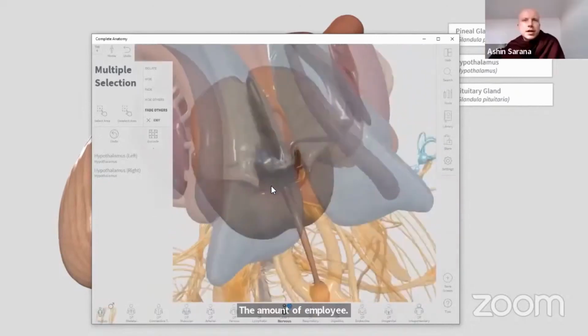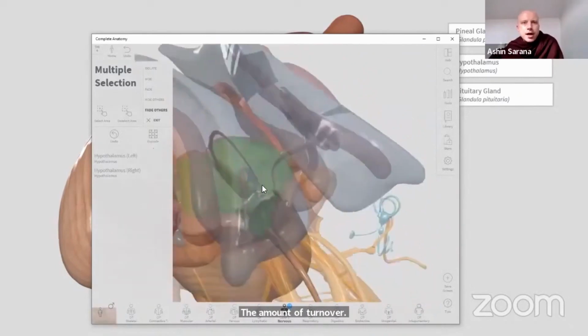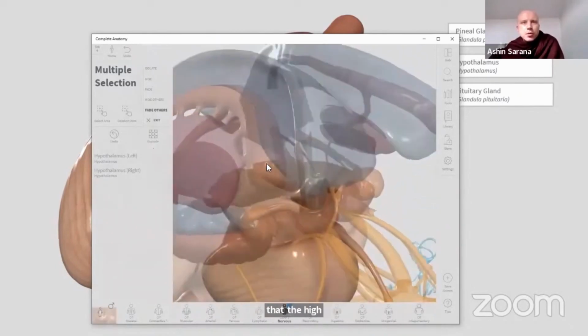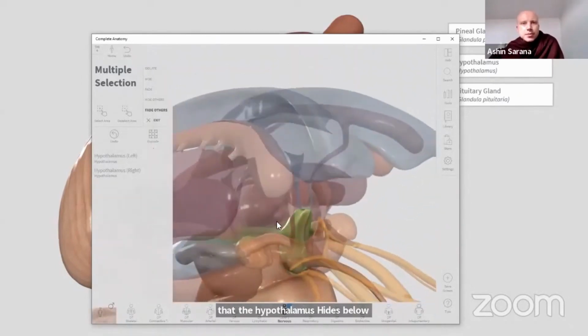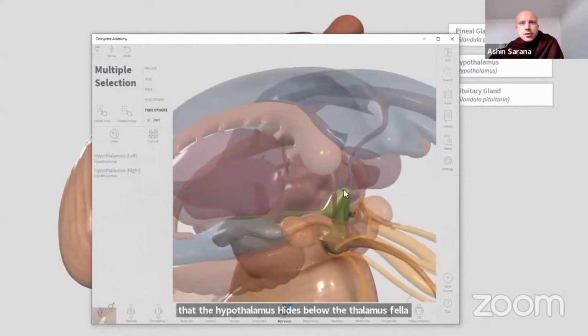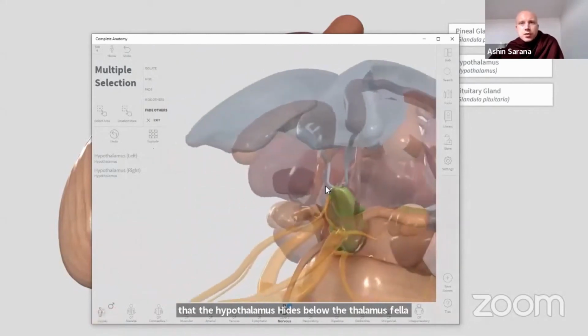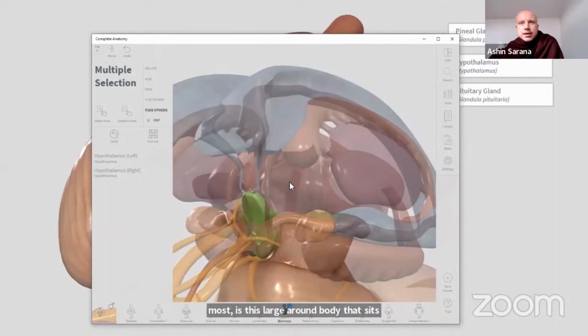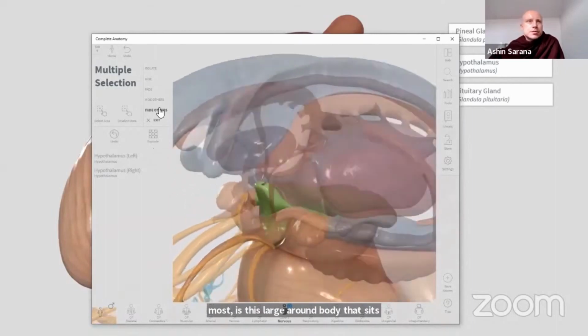So hopefully it is clear that the hypothalamus hides below the thalamus. The thalamus is this large round body that sits on the thalamus.